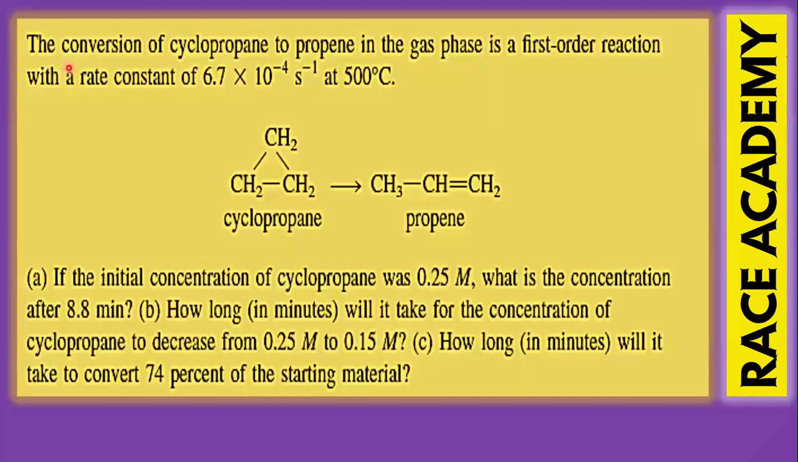The conversion of cyclopropane to propene in the gas phase is a first order reaction with a rate constant of 6.7 into 10 to the power minus 4 per second at 500 degrees Celsius. So they are very clearly telling it's a first order reaction. For a first order reaction, we have a mathematical expression. Using the mathematical expression, you have to find the concentration at 8.8 minutes. First question.